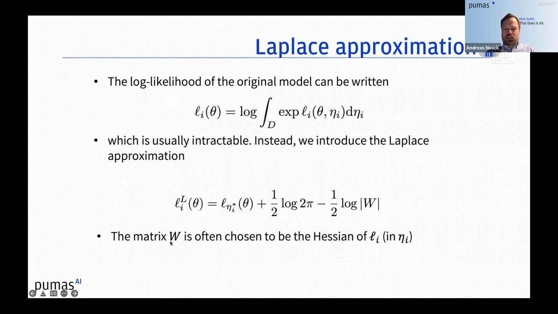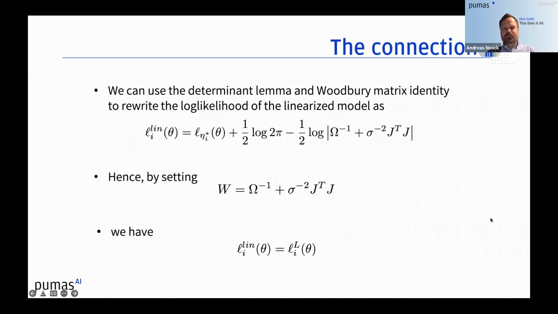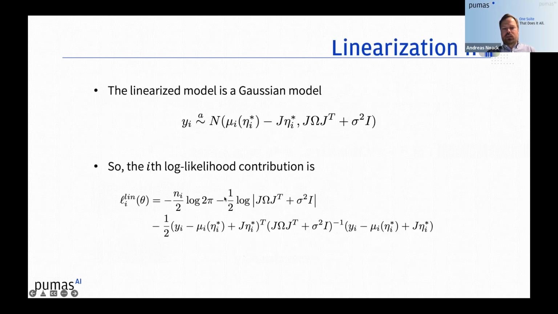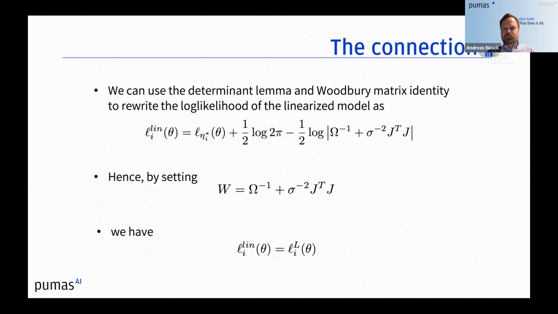So then the question is, how should W be chosen? It can be chosen as the actual Hessian of the joint log likelihood function up here, or it can be a simplified version. Before diving more into that, let's note that the linearized version, if you go back 2 slides, this version here, if we use 2 results from linear algebra, the Woodbury matrix identity and the determinant lemma, then we can rewrite it in this form here instead.